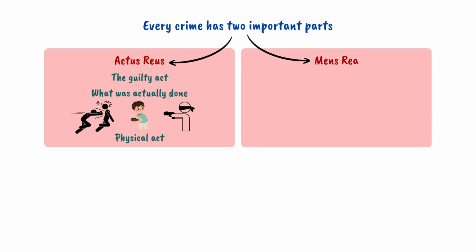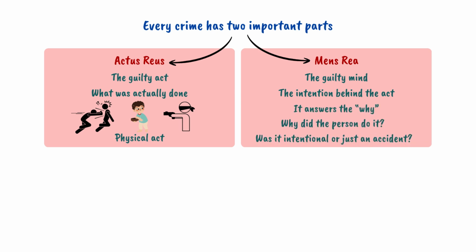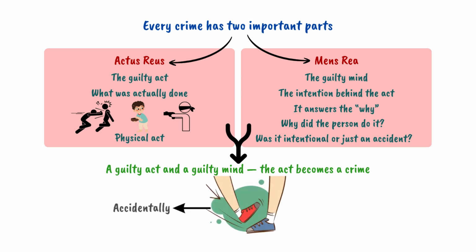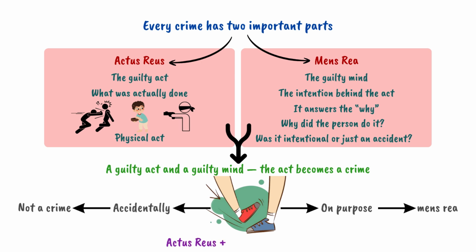Mens rea means the guilty mind, the intention behind the act. It answers the why. Why did the person do it? Was it intentional or just an accident? Only when both come together, a guilty act and a guilty mind, the act becomes a crime. You can think of it like this. If someone accidentally steps on your foot, that's not a crime. But if they do it on purpose, that's where mens rea comes in. Actus reus plus mens rea equals crime.